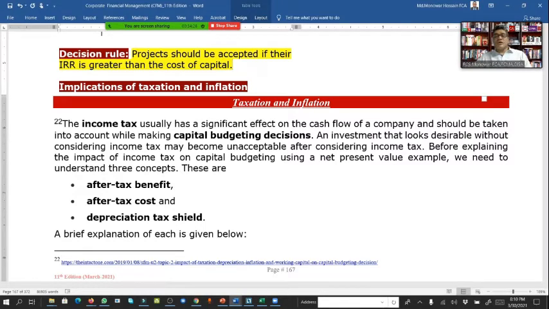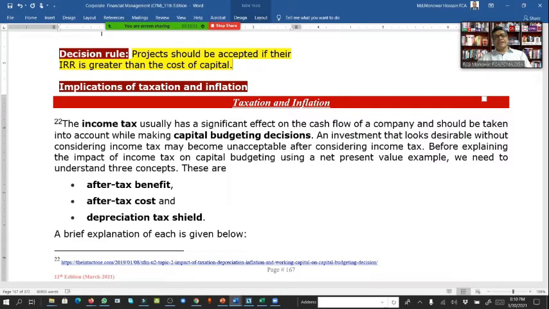So we know that all capital has a cost. For example, equity capital, debt capital, bond capital, and preference capital. For debt or bond capital also, we adjust the rate with the tax rate, because that expense is allowed for tax purposes, they consider it as an expense. So that's why tax adjustment is required. An investment that looks desirable without considering income tax may become unacceptable after considering the income tax.